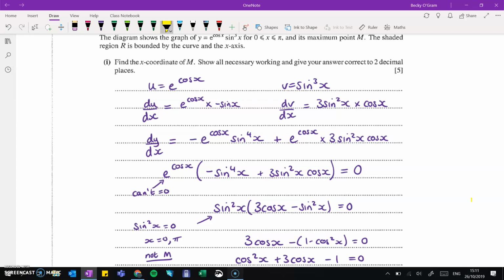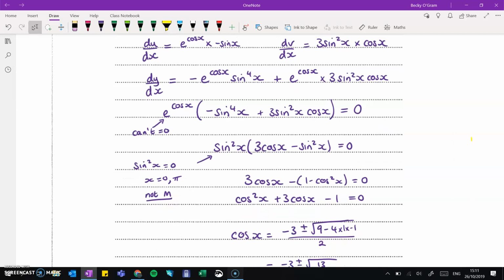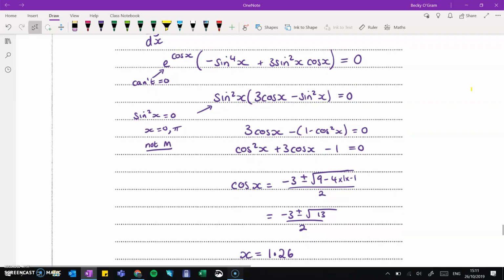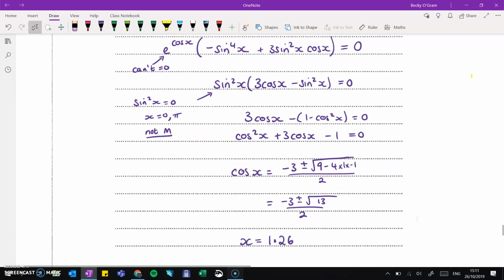It wouldn't give us the value of m. It gives us 0 and pi, which is where it gets back down to the axis again. So then we want to carry on with this part of the equation equal to 0 and solve that. So we end up with x being 1.26.